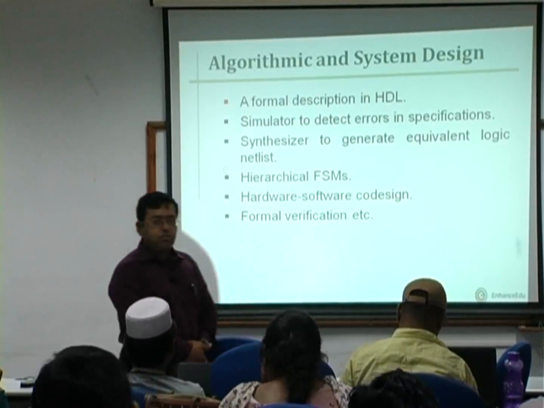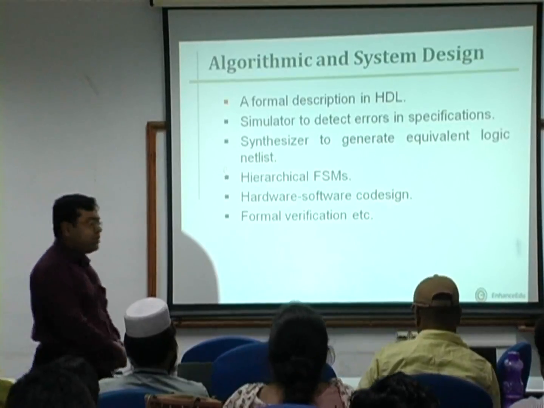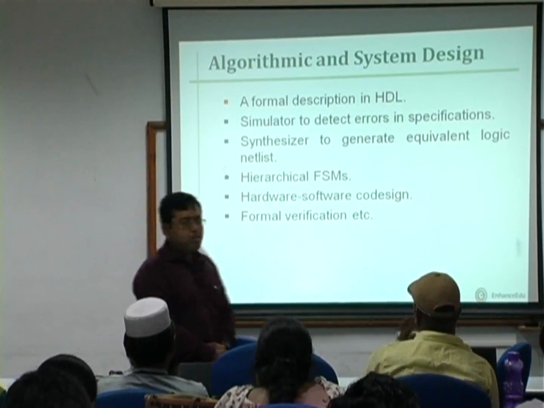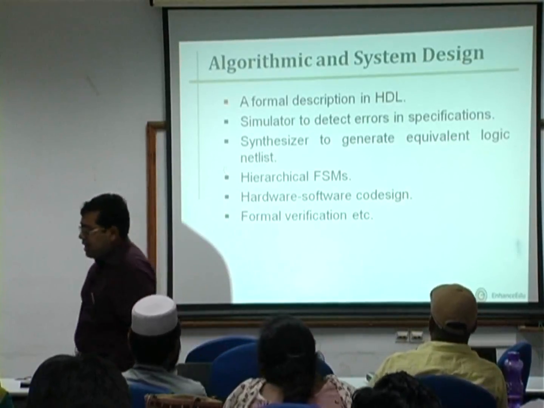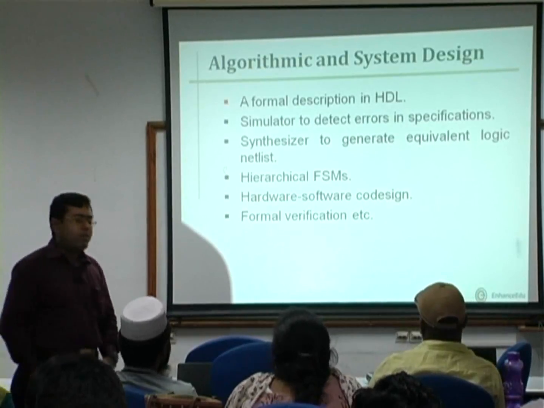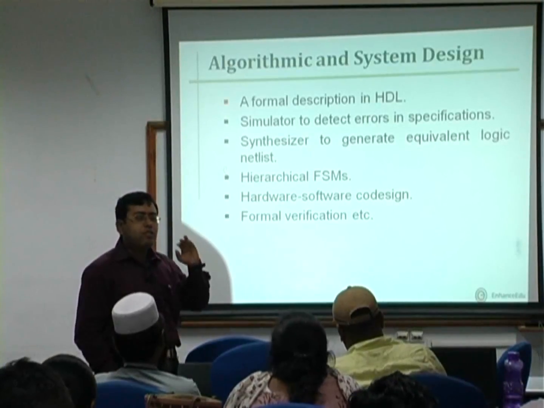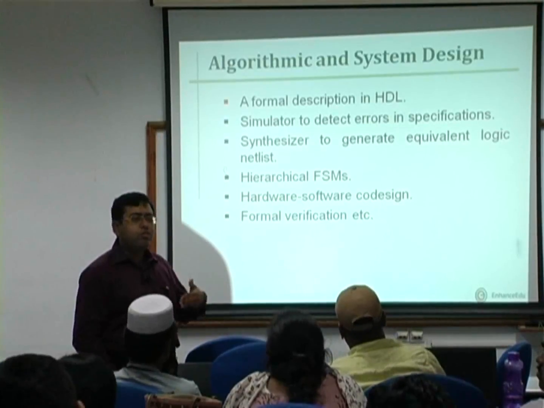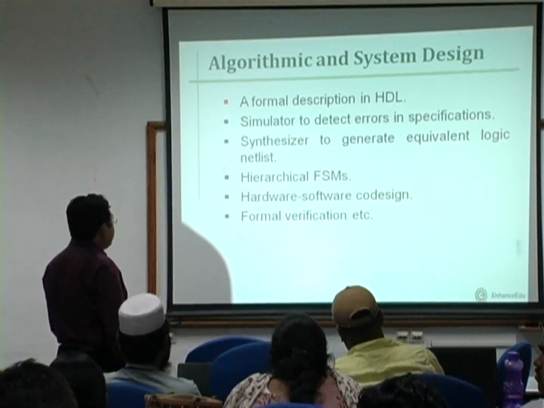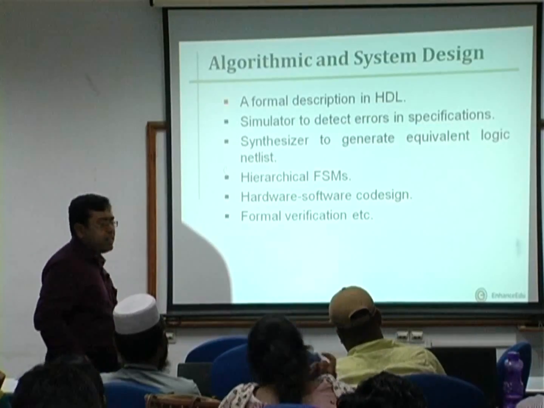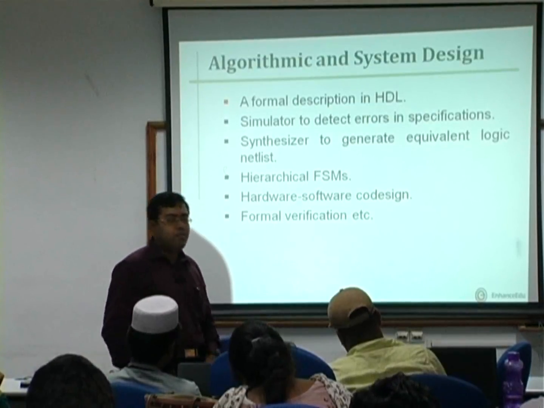So if you go by the top down approach, at the initial stage you have to have an algorithmic way of analyzing the system. So in a typical design process, at the very initial stage, our idea about the system is very unclear, hazy and abstract. We know what the system is going to do, we don't know what the system is going to be built of. And therefore, we start with an algorithmic design of the system. So we start with a formal description of the system in some hardware description language.